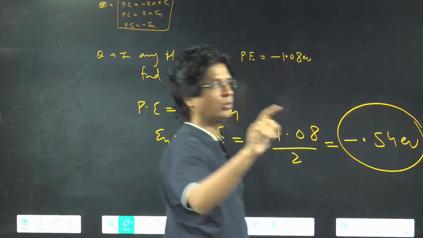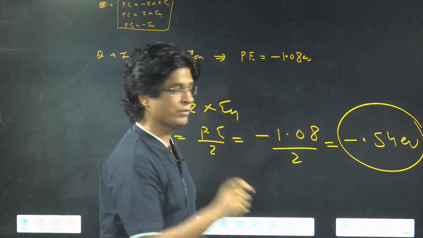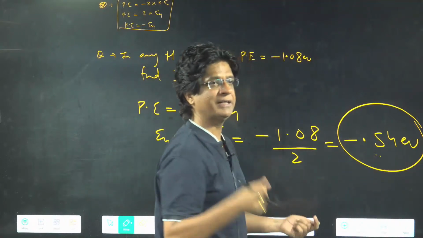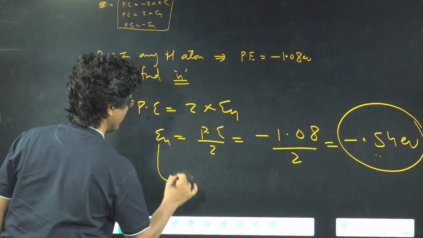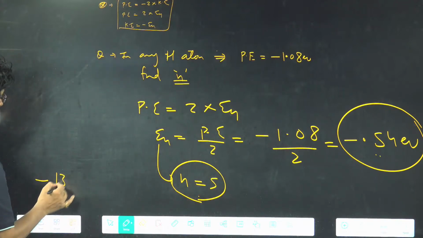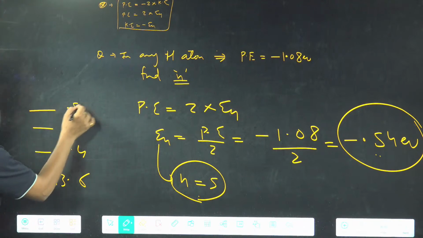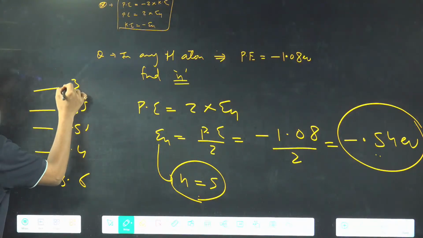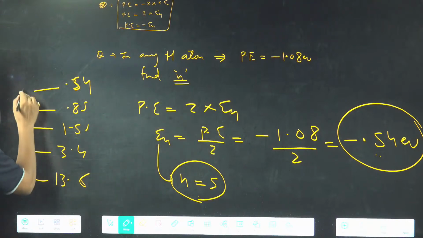Now I told you to learn certain values. Remember that? In hydrogen atom, learn certain values. This energy belongs to orbit number 5. So this n must be 5. Remember that this is minus of 13.6, minus of 3.4, minus of 1.51, minus of 0.85, and minus of 0.54. So minus of 0.54 belongs to the 1st, 2nd, 3rd, 4th, and 5th orbit.